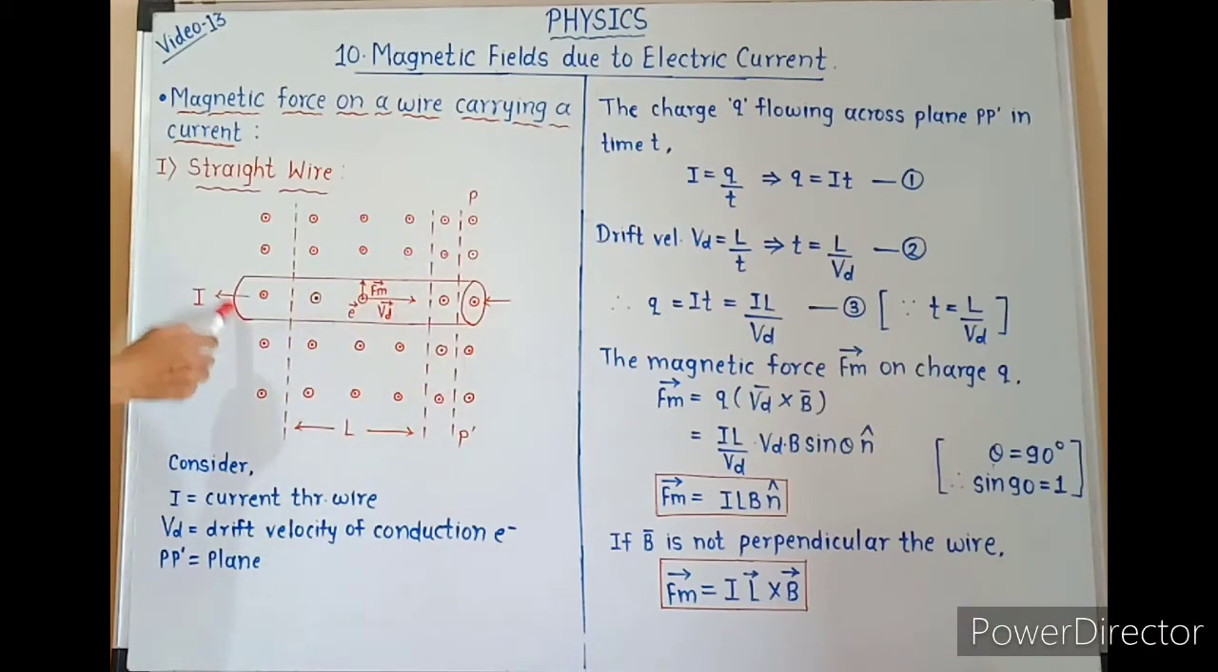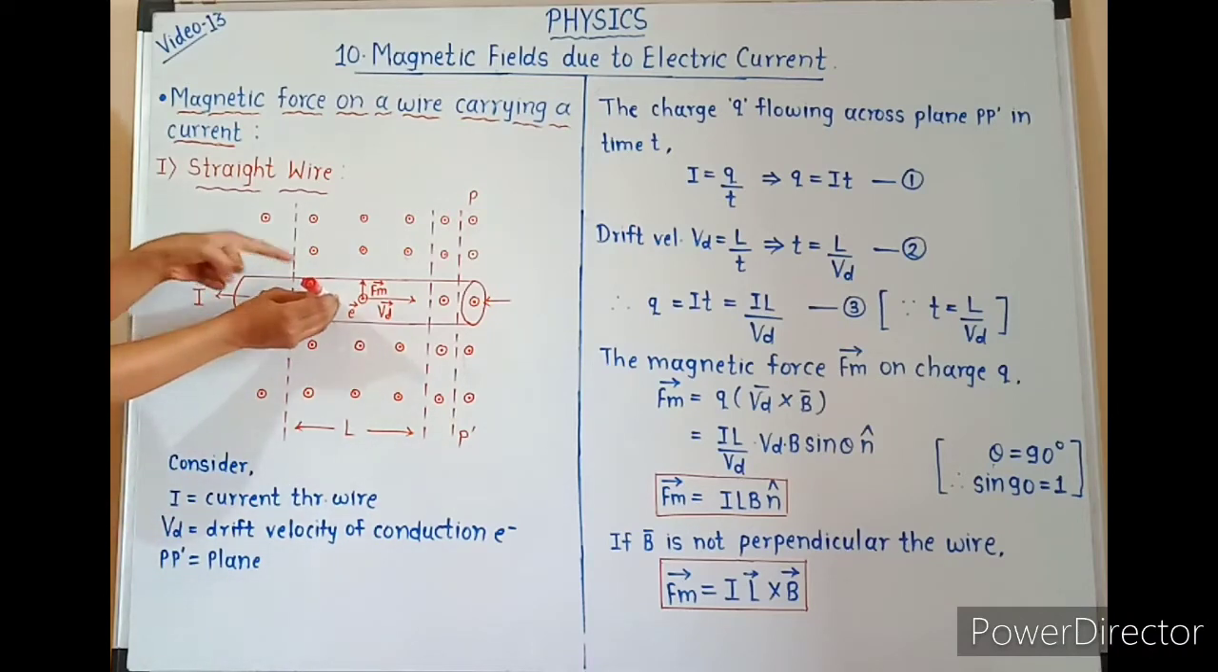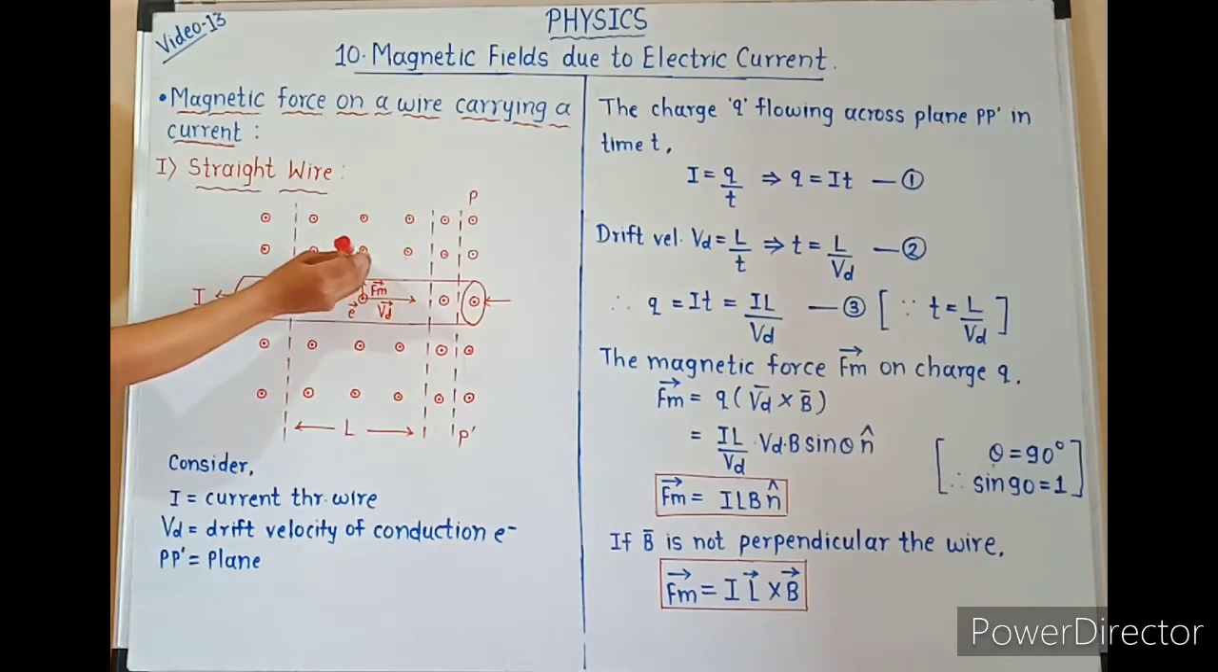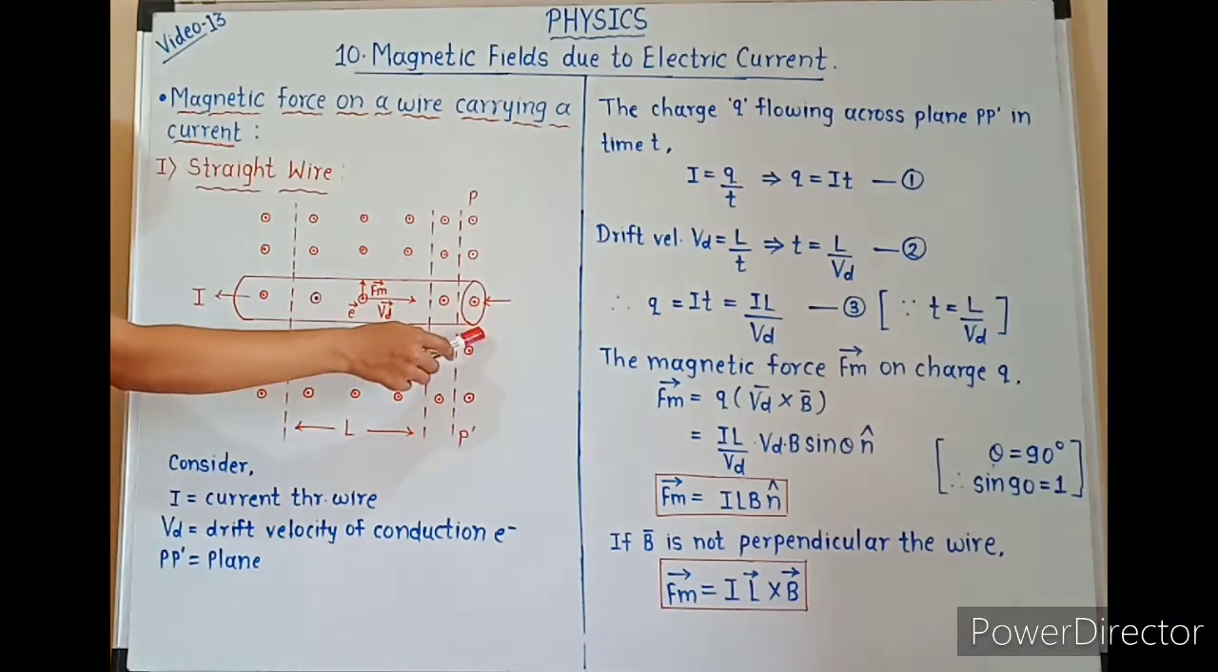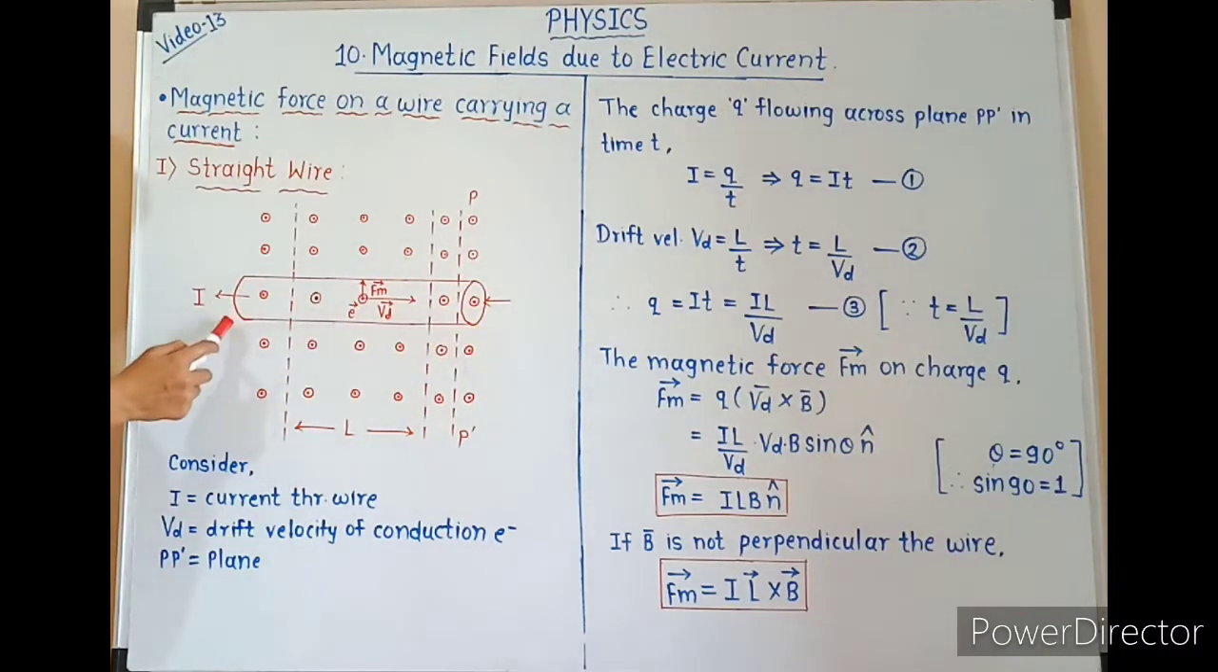This magnetic field B bar is perpendicular to this straight wire, and this dot shows the magnetic field B bar is coming out of the plane of the paper. Now consider I is the current flowing through the wire. Current is entering at the right hand side of the wire and leaving at the left hand side of the wire.